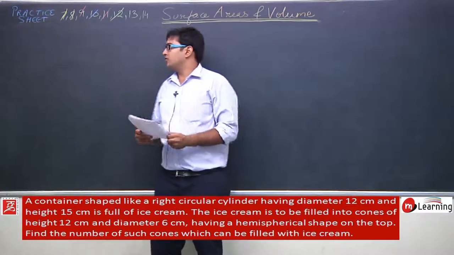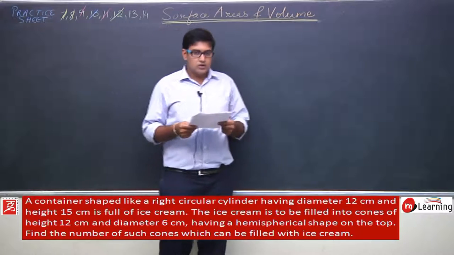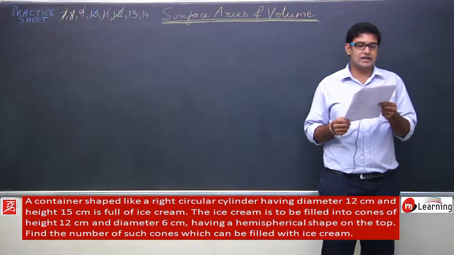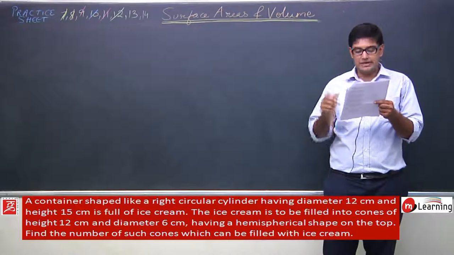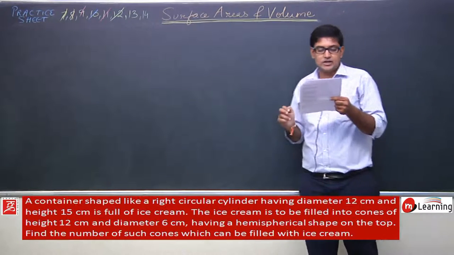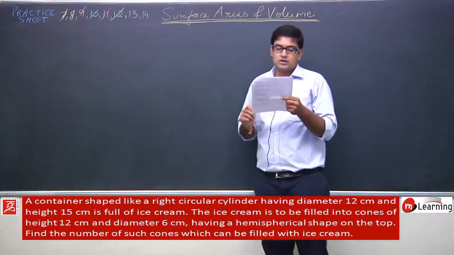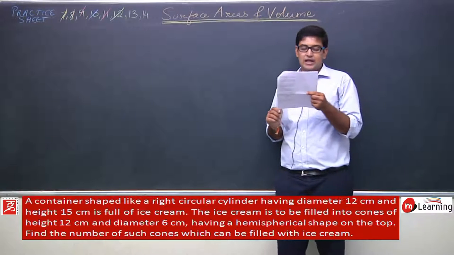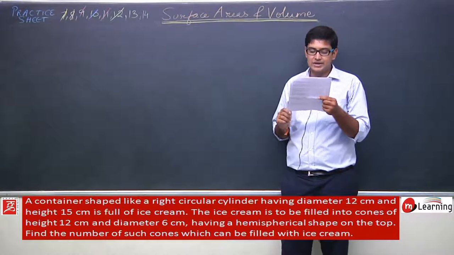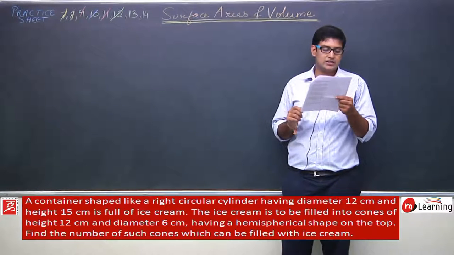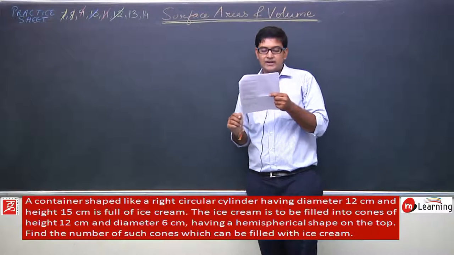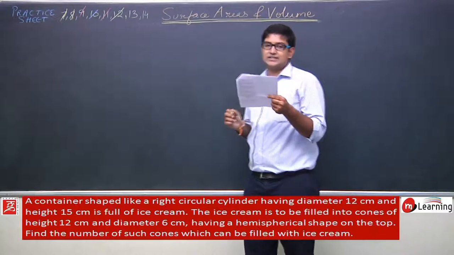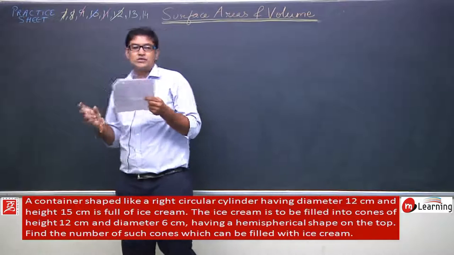Okay, now let us solve question number 13 from the practice sheet. Question number 13 says, a container shaped like a right circular cylinder having diameter 12 centimeters and height 15 centimeter is full of ice cream. The ice cream is to be filled into cones of height 12 centimeter and diameter 6 centimeters having a hemispherical shape on the top. Find the number of such cones which can be filled with the ice cream.